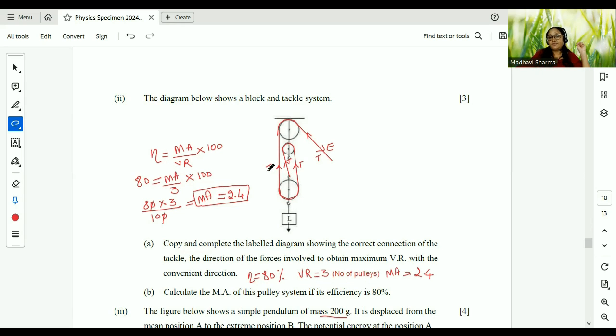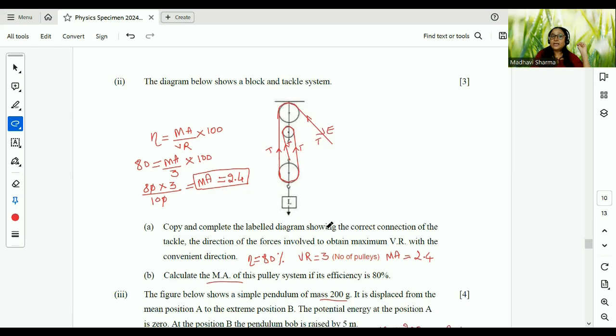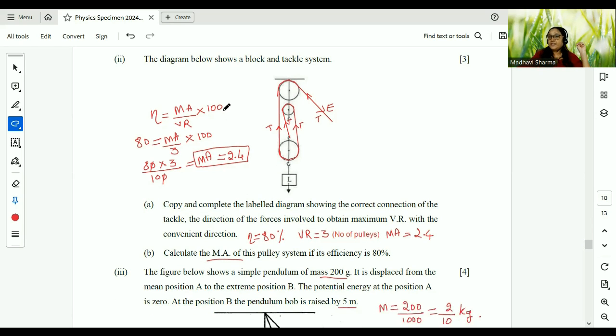Copy and complete. We just completed the diagram. And now calculate the MA, mechanical advantage. Efficiency is MA upon VR into 100. 80, that is eta, yeah, eta is MA upon 3 into 100, MA is 2.4.